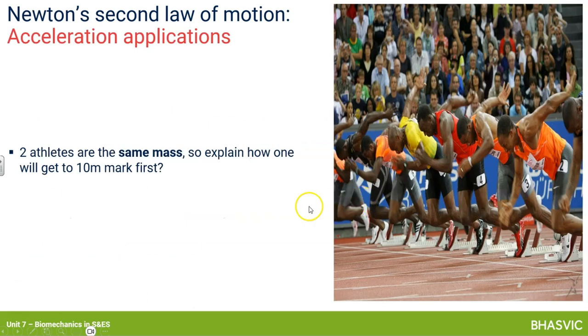So some little examples for you. We've got athletes here who I am saying are of the same mass. Pick any two athletes, they are the same mass. So how would it be that one accelerates from the blocks and gets to 10 meters first? Hopefully you know that's an obvious answer. Essentially, if they apply a bigger force back into the blocks, it will accelerate them forward faster. So the bigger force they apply pushing backwards, the bigger the acceleration forwards to get them to the 10 meter mark first.